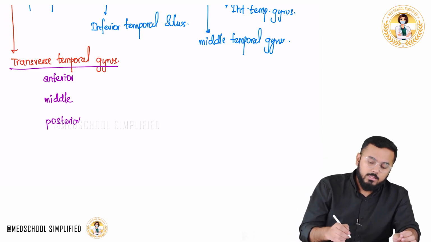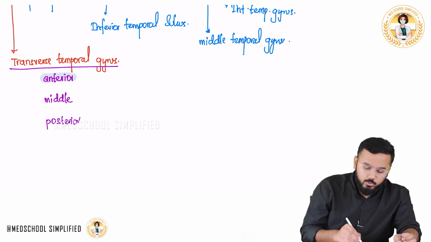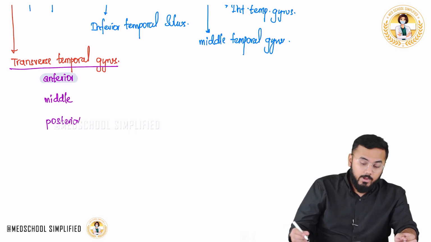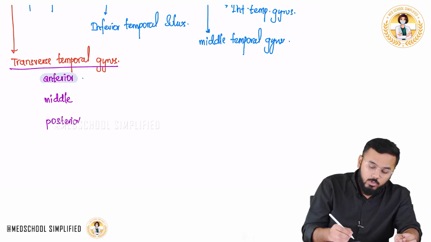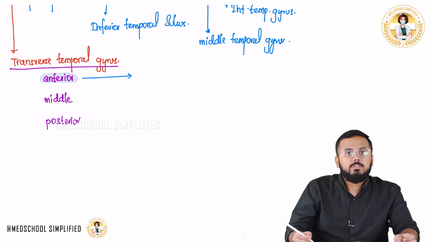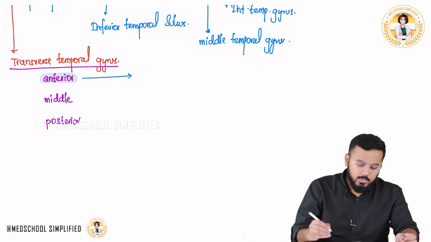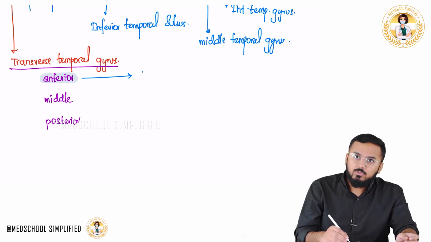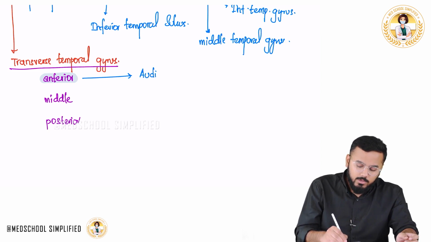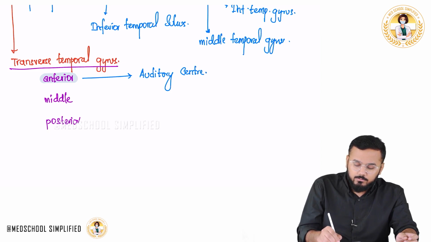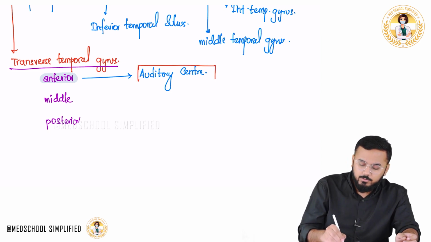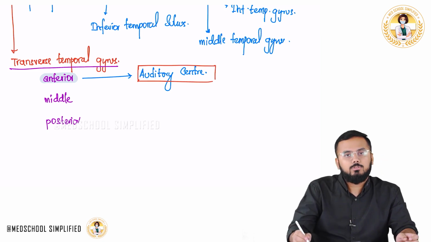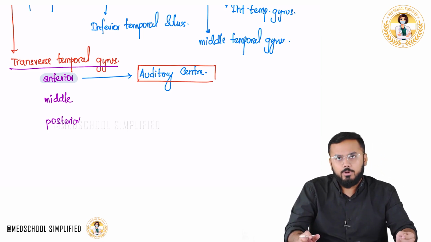Now out of all this, which is really important to you is the anterior one. Why anterior one is really important to you? Because anterior one is the one which is having auditory cortex. Okay, the anterior transverse temporal gyrus is the one which is having auditory center. Okay, so this is the one which is mainly having this auditory center. So that is the reason why this is very, very important.